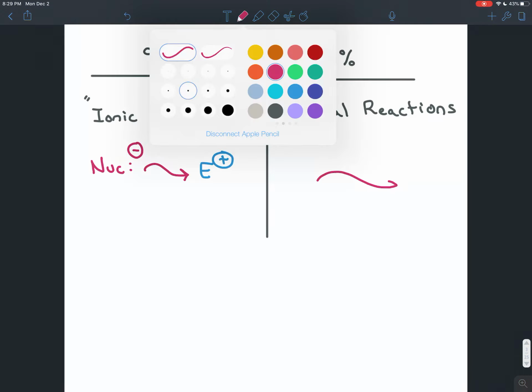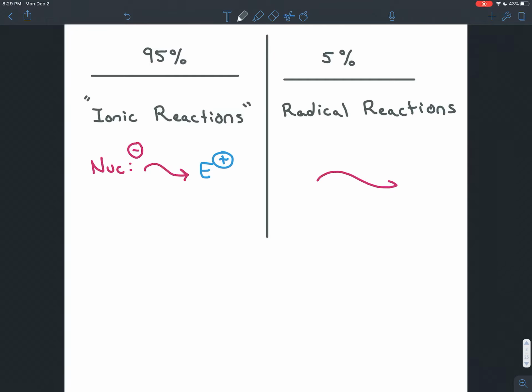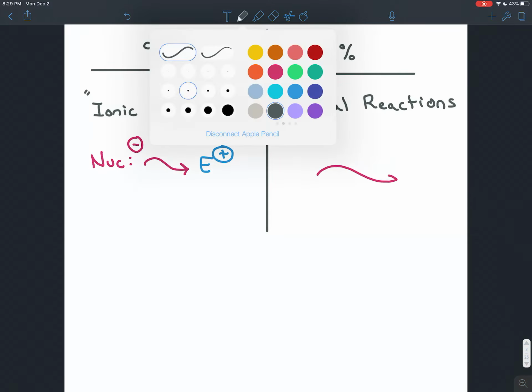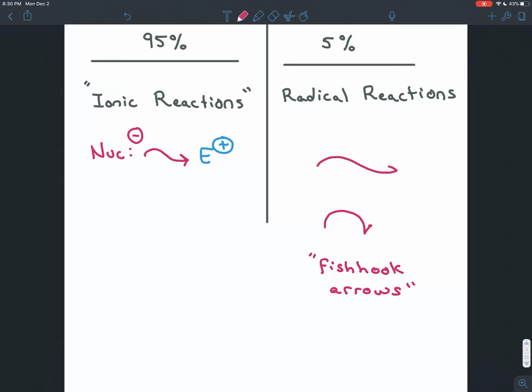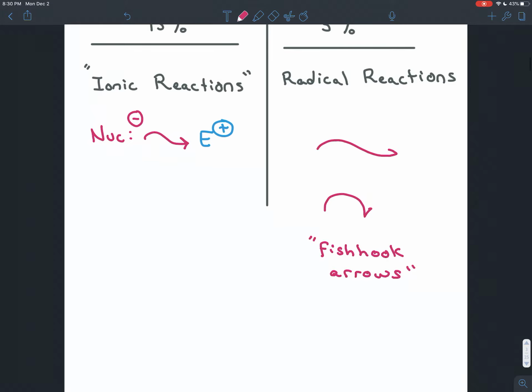That's the first thing to note. That's the first thing that's going to be different in these radical reaction mechanisms, that you have these single barbed arrows. Now, they look kind of like fishhooks, especially when they're curved. So maybe if I put it the other way, you can sort of see how it would look a little bit like a fishhook. And so they're called fishhook arrows. When you draw the mechanisms for radical reactions, you use these fishhook arrows. You do not use the double-barbed arrows.